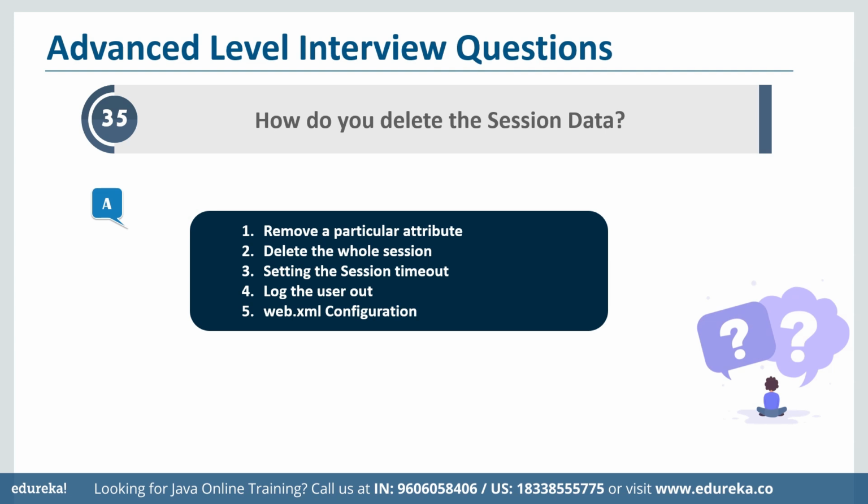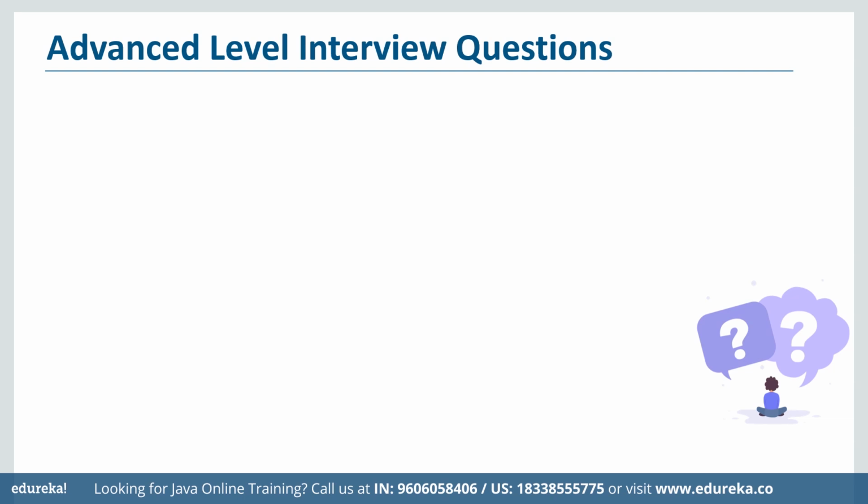The next step is to log the user out. The logout method is called to log the client out of the web server and invalidate all sessions belonging to all the users. And finally, web.xml configuration. In Tomcat, using the above mentioned methods, one can configure session timeout in the web.xml file. Now, let us move on to our next question.